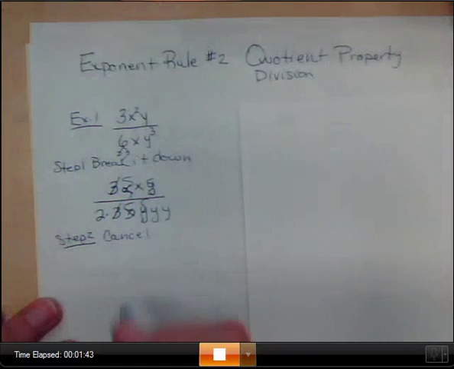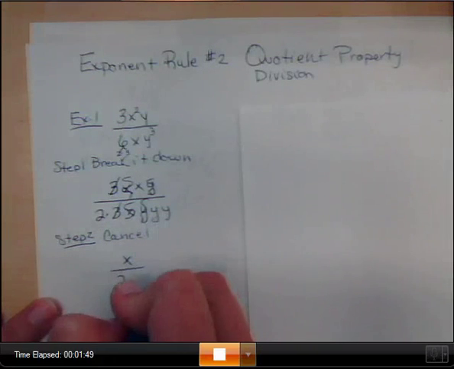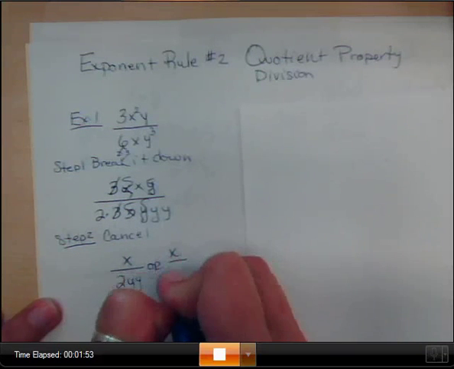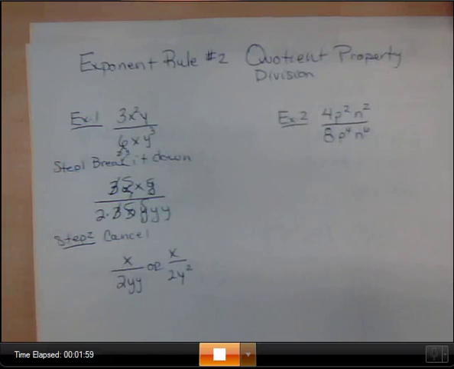And then we're going to write what we have left. So we have x divided by, we have a 2, and then we have y, y, or x divided by 2y squared. So that's our first example. Let's take a look at our second example here.